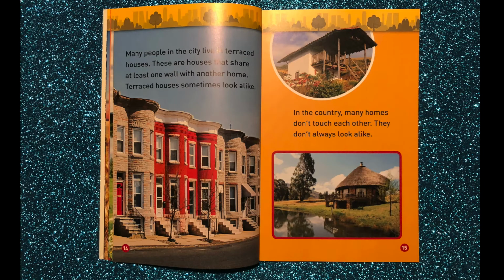Many people in the city live in terrace houses. These are houses that share at least one wall with another home. Terrace houses sometimes look alike. In the country, many homes don't touch each other. They don't always look alike.